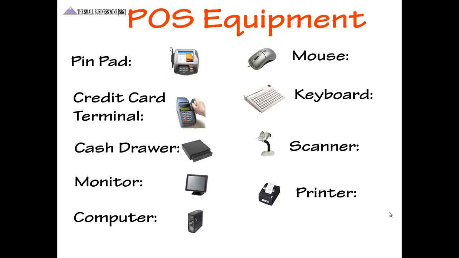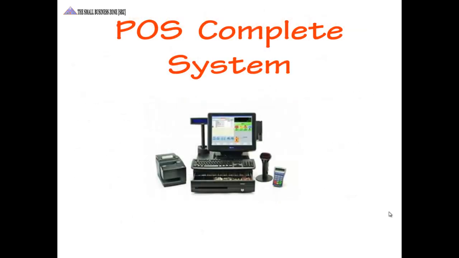It allows the debit card payer to input their PIN into the pad. Credit card terminals allow you to swipe the credit card. This is only for credit card payments. We have the cash drawer that allows you to accept and store cash payment until you're ready to deposit it into the bank. Then we have the monitor, the computer, the mouse, the keyboard, a scanner if you have items that are barcoded that you can process very quickly simply by scanning them, and a printer that allows you to print out a receipt and give it to your customers.